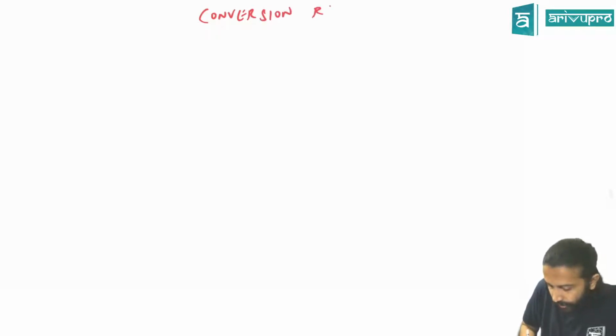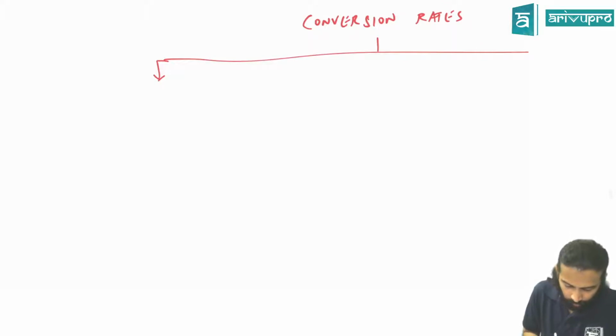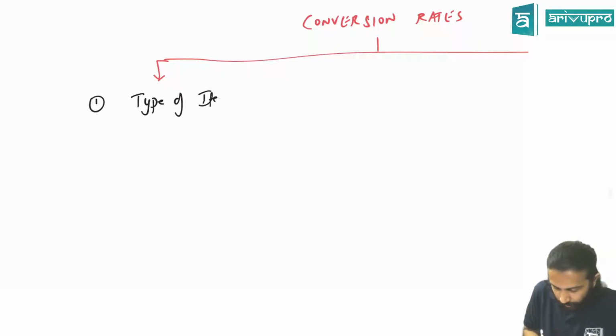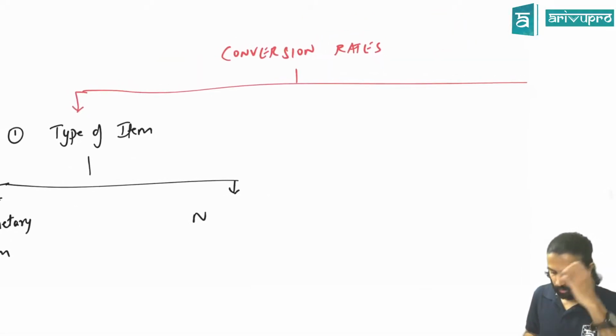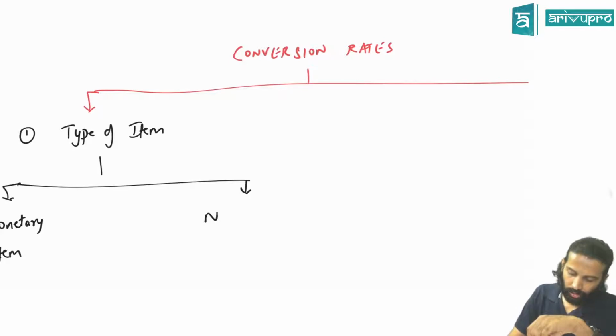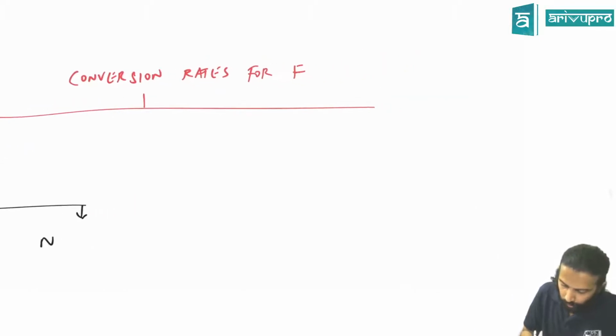Conversion rates to be used. First, you have to determine the type of item. Item means whether it is a monetary item or a non-monetary item. Conversion rates for foreign currency transaction, you write, sir. For foreign currency transaction.